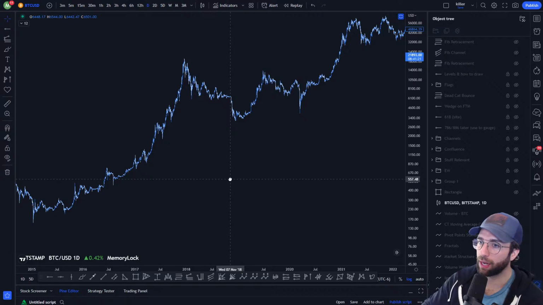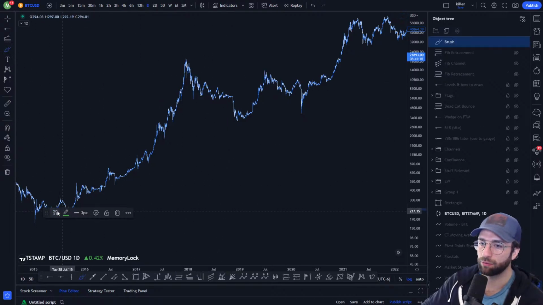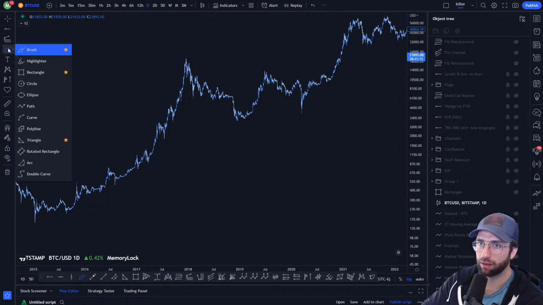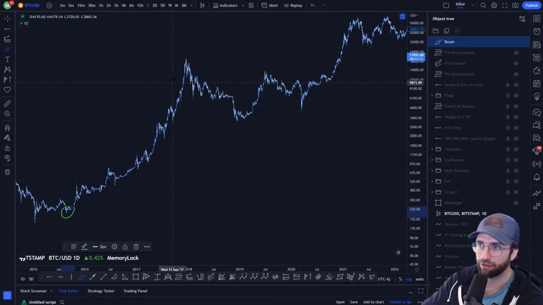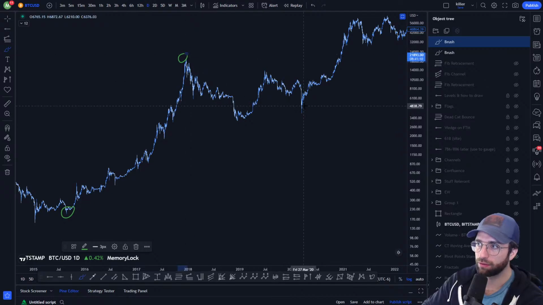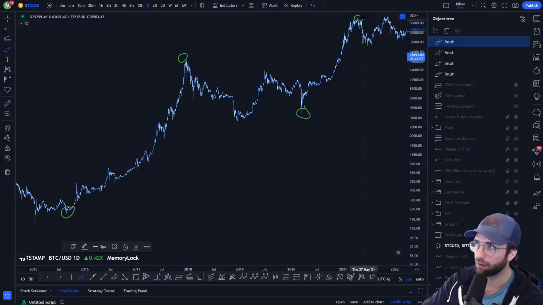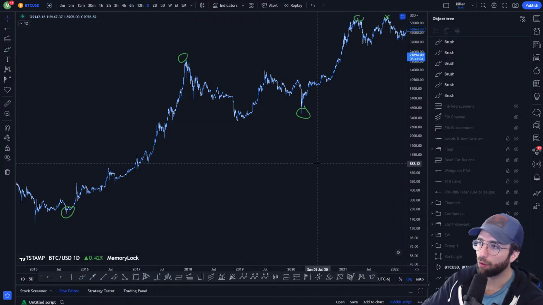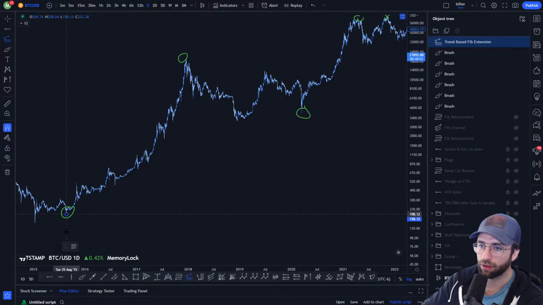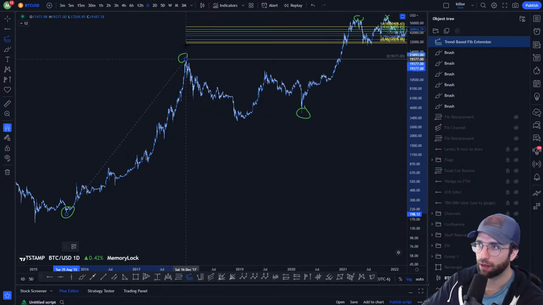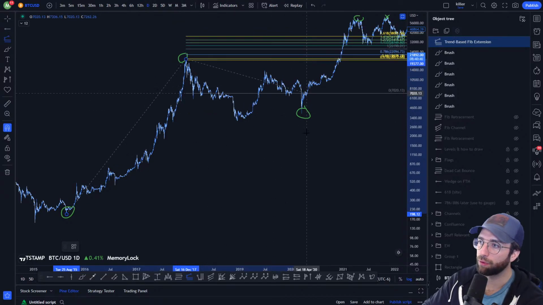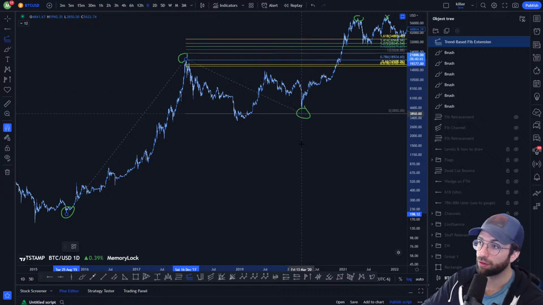Let's say that I want to compare the last cycle, the last bull run from here to here, to this one, from here to here or here. How would I do that? Well, I would use the trend-based fib extension tool. So here's what I would do. I would draw from here, the swing low left, to right, the swing high. And then my third click, I would put at the low or the start of the bull run.